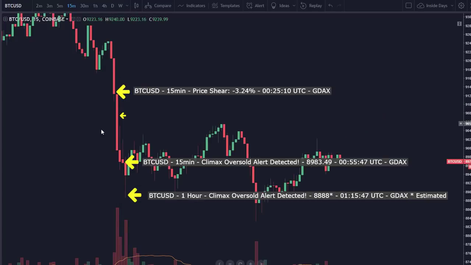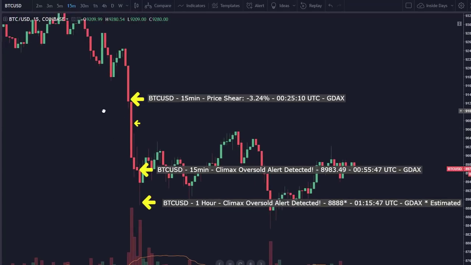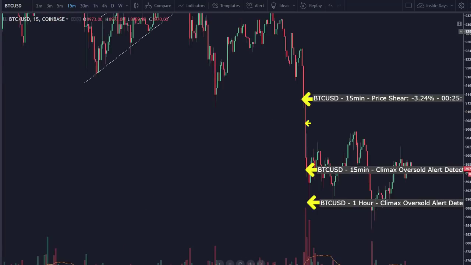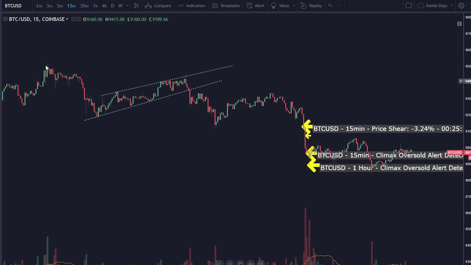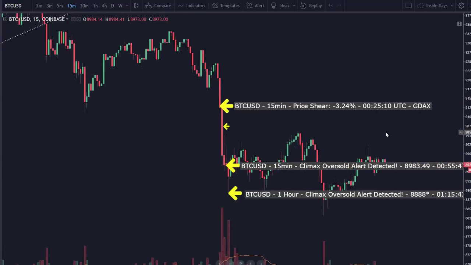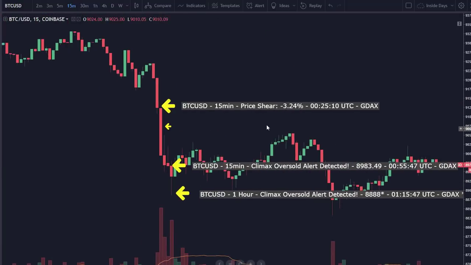Bitcoin, same time frame. This time we see it a little bit more responsive. If we scroll out, we can probably see that Bitcoin has been a little bit more friendly as far as downside activity goes. So for that reason, our price shear is going to be a little bit more responsive, even though we're breaking to the downside. So we see our 15-minute price shear as the price moves rapidly down. We do see our abnormal volume kick in here.